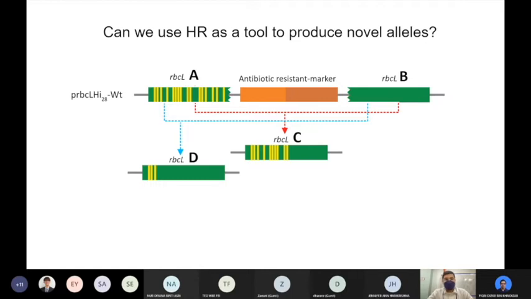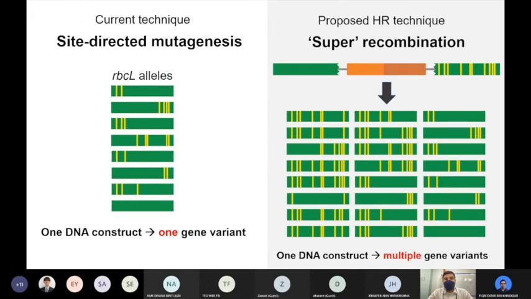So currently, in order to study gene expression and to test these mutation sites, for each mutation site or each pattern, they need to test separately, which means for each gene variant, they need to construct one DNA design, one DNA transformation vector. And this could take a long time to make and is quite laborious work.